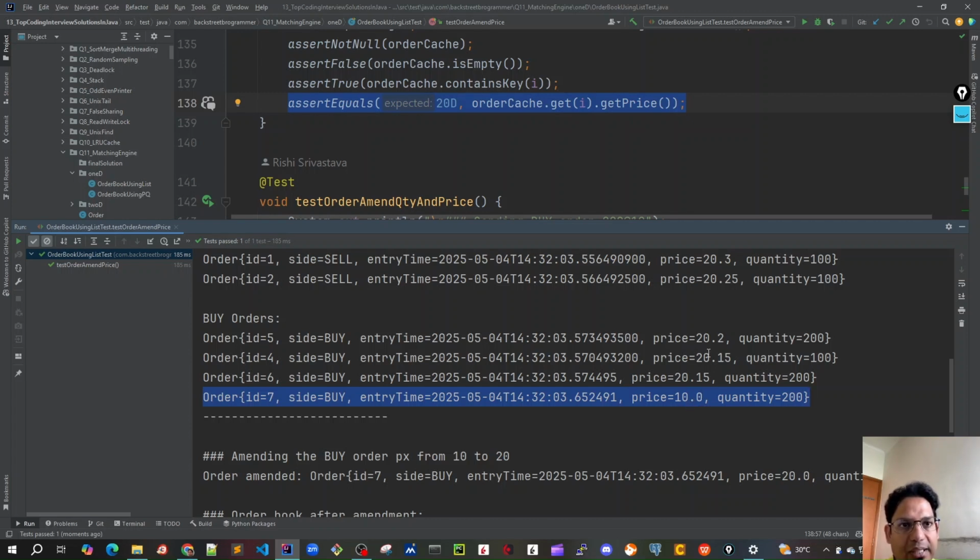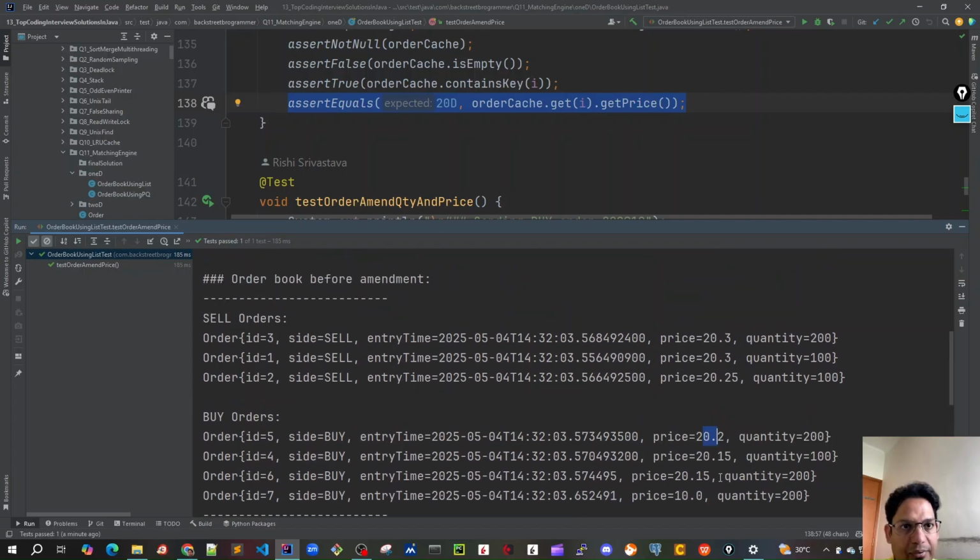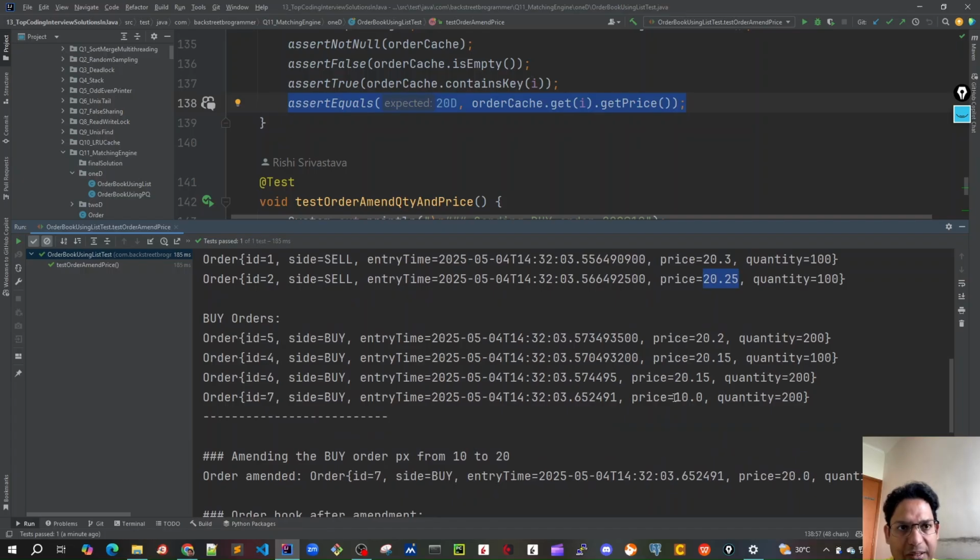If it was greater than 20.2, then it would be placed as the best order. And if it was even greater than 20.25, then there was a possibility of matching it with the sell orders. Okay, so just to keep it simple, I keep the price as the lowest so that it goes to the bottom.